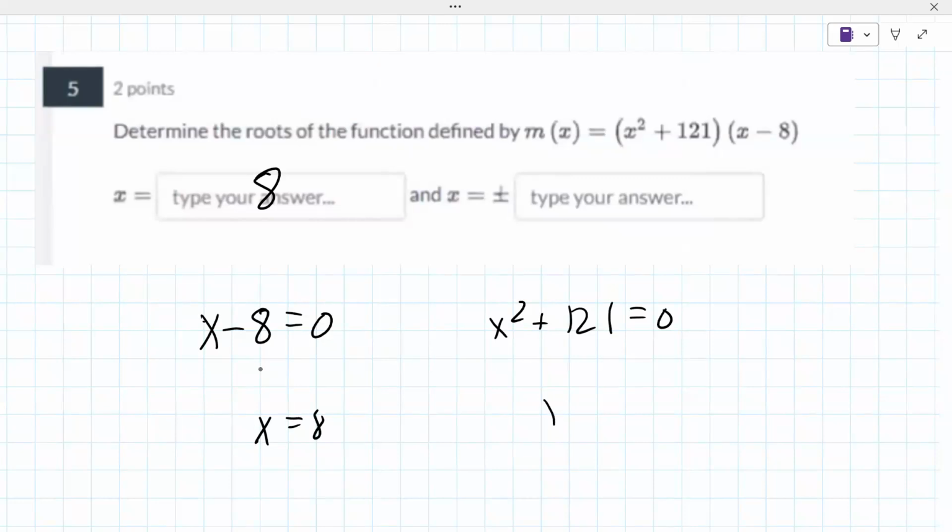Now, the one on the right here, you move the 121 to the other side, but it's negative. And then when you take a square root of both sides, it's plus or minus the square root of negative 121.